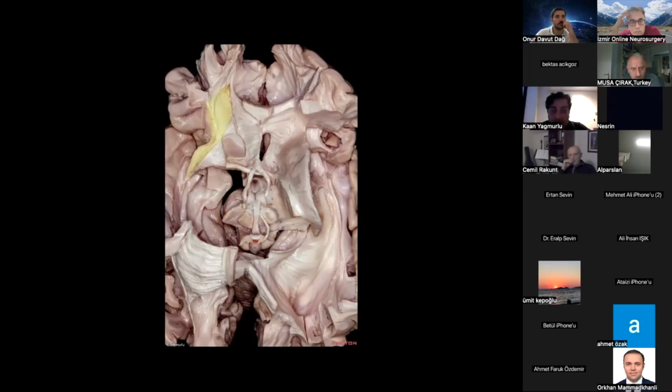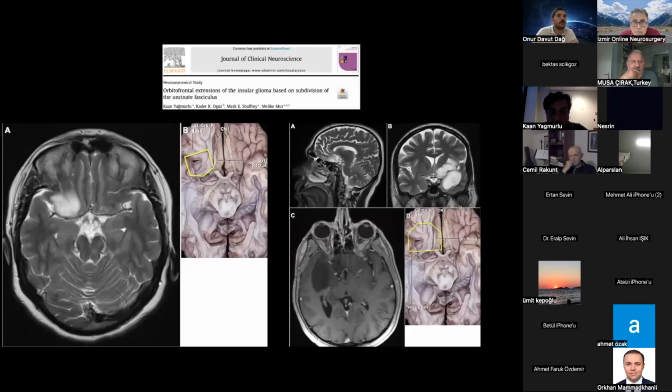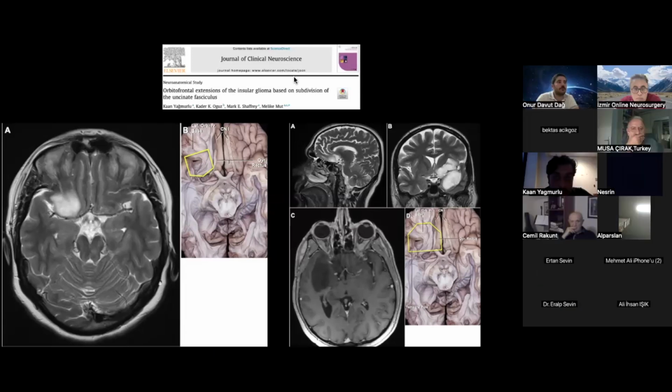Leonard Hamer from UVA actually subdivided the uncinate fasciculus fibers into ventromedial and dorsomedial. So the ventromedial fibers go to the orbitofrontal area, but the dorsomedial go to the septal area and the gyrus rectus. So if you look at this, our paper with Dr. Muth, who is a staff at the University of Virginia right now.